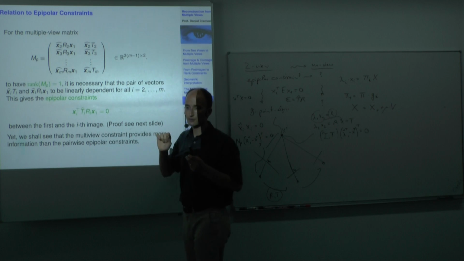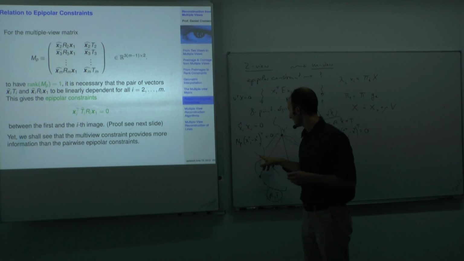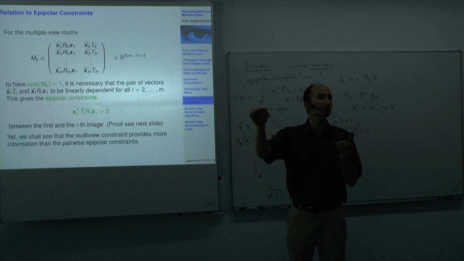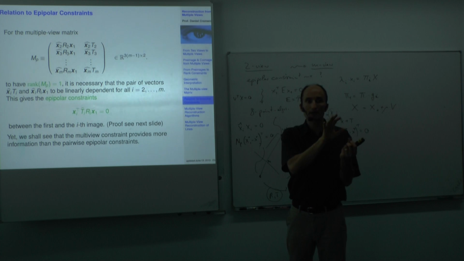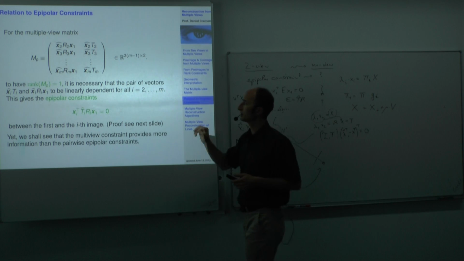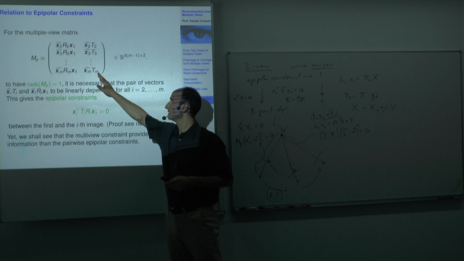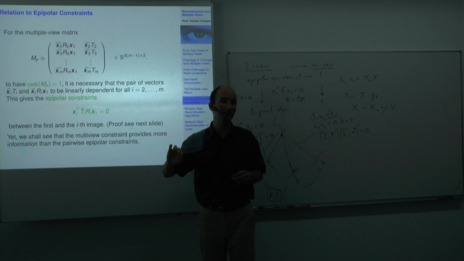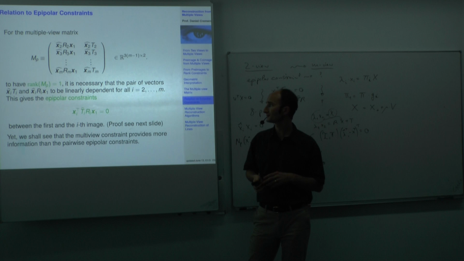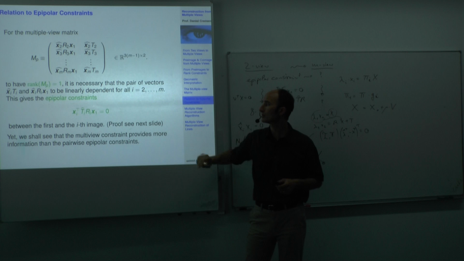So in the multiview setting we have m images, and so in principle we could tackle the problem of multiple views just by taking 2 views at a time and having a constraint between the first and the second image, between the first and the third, first and fourth. And what we'll show in a second is that the multiview constraint contains, among other things, the epipolar constraints from the first to the other images. But it contains, we'll see in a second, more than that.